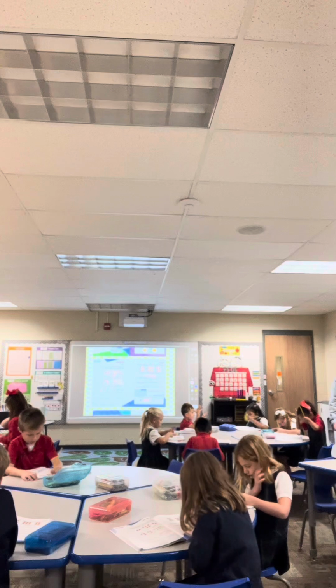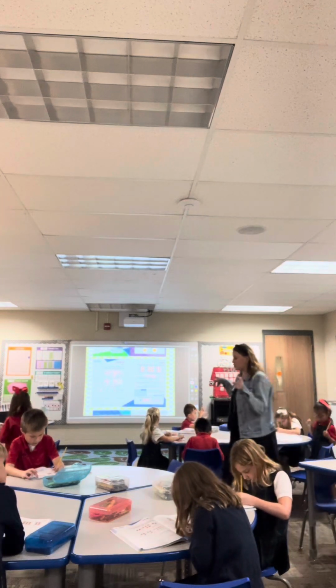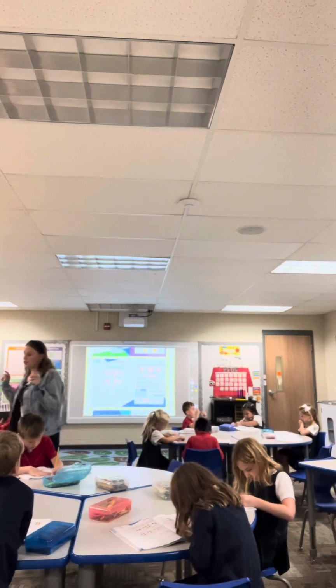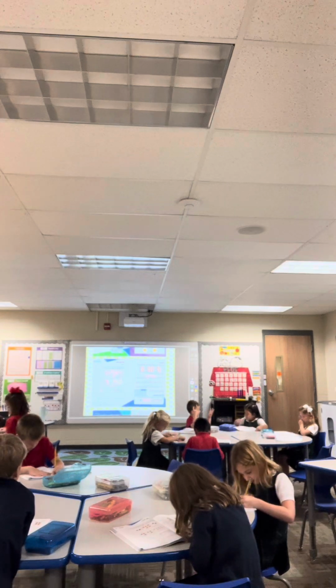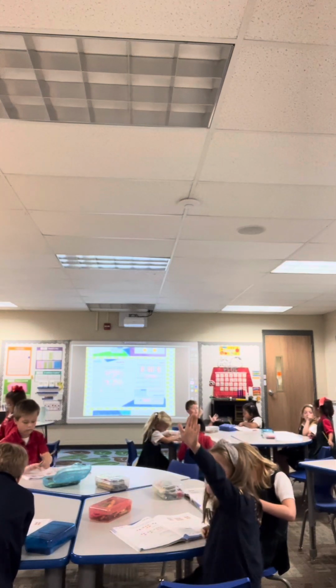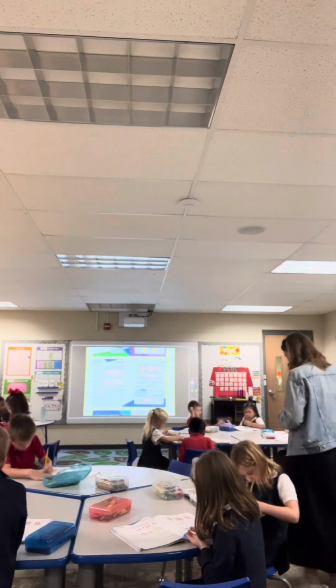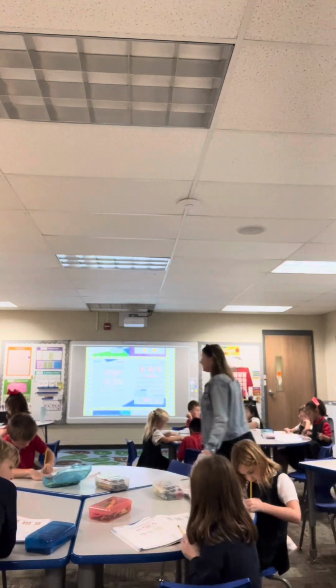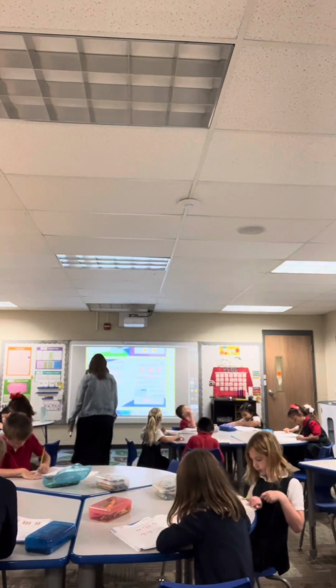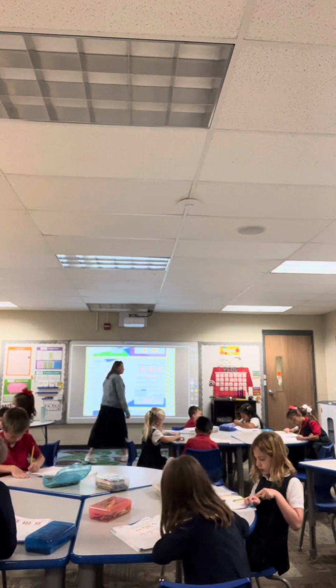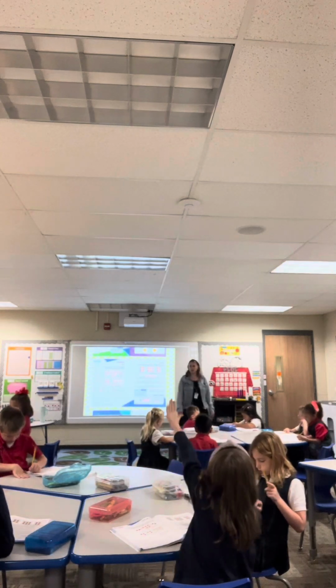We can actually use another strategy here, making 10. Which 2 of those numbers make 10? 4 plus 8 plus 2. Ellie. 8 and 2. 8 and 2 made 10. And then we're left with 4. 10 plus 4 is what, Hank?